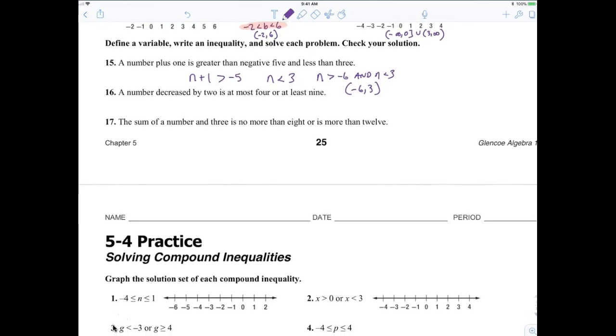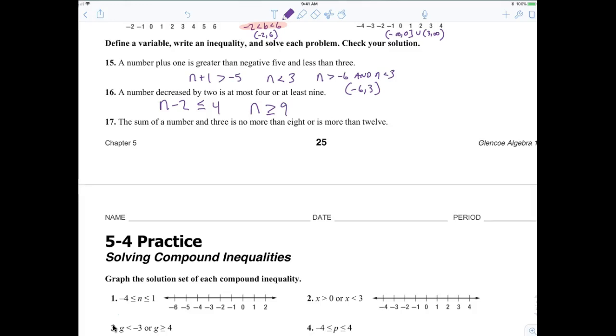All right. Now number 16. A number decreased by 2 is at most, if I have at most $5 in my pocket, less than or equal to, is at most 4, or what? Which means, or at least 9, greater than or equal to 9. Is everybody with me on that?